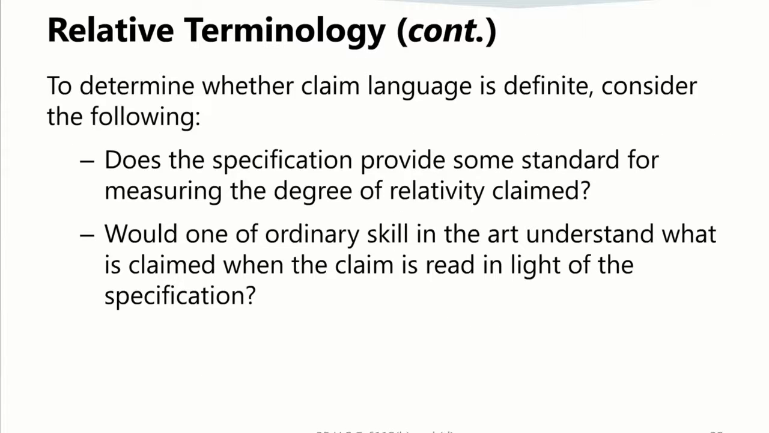When a term of degree is used in the claim, you should determine whether the specification provides some standard for measuring that degree. If the specification does not provide some standard for measuring that degree, a determination must be made as to whether one of ordinary skill in the art could nevertheless ascertain the scope of the claim. For example, does the specification include a standard that is recognized in the art for measuring the meaning of the term of degree? Likewise, the claim is not indefinite if the specification provides examples or teachings that can be used to measure the degree even without a precise numerical measurement.